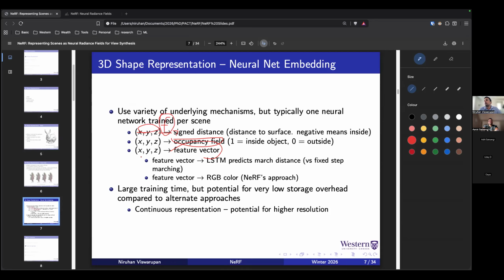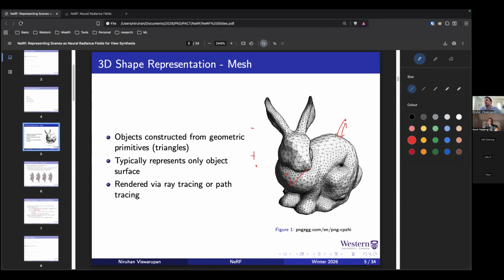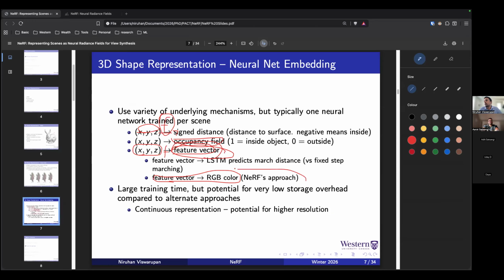Then the third idea is you go from XYZ to a feature vector. This is the closest classification of NeRF. You have a point in space and you go to a feature vector, and people have tried different things for this. The feature vector can be an RGB color. So for each point in space, what is the color here, what is the color here. You can just give a point and query the neural network for the color there. That's kind of like NeRF's approach, but there are additional things as well that we'll discuss.